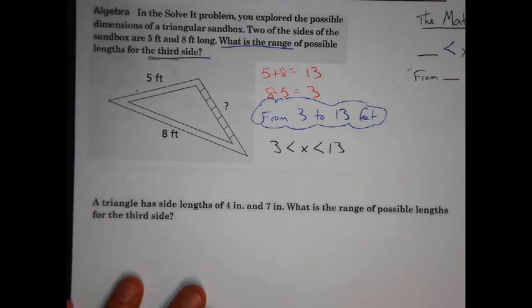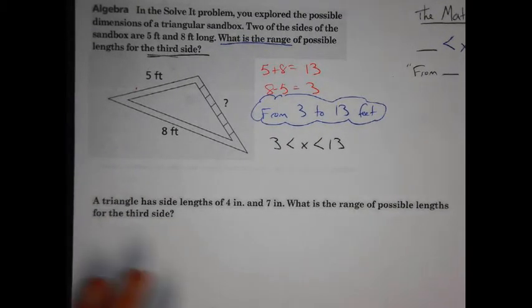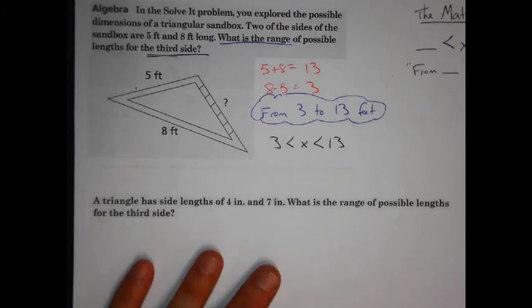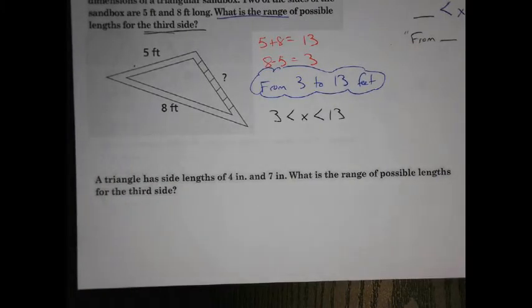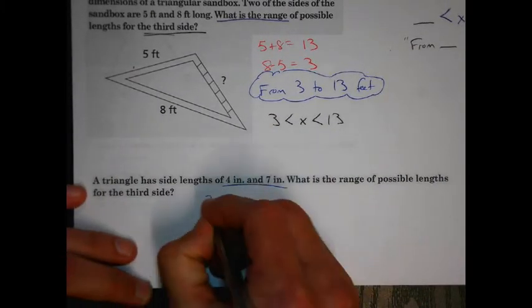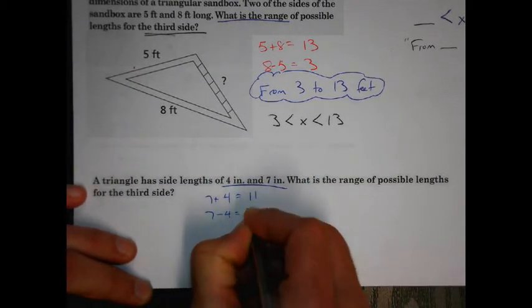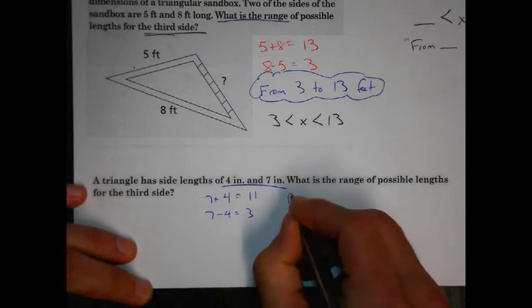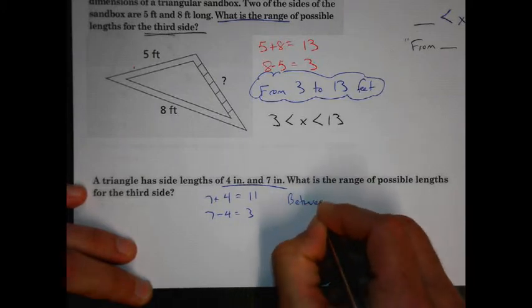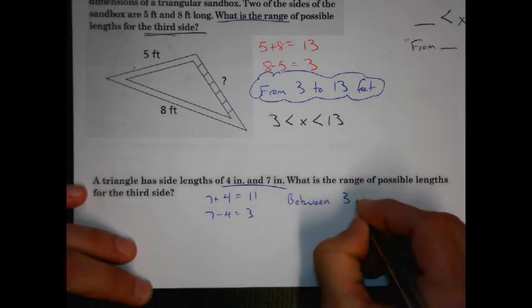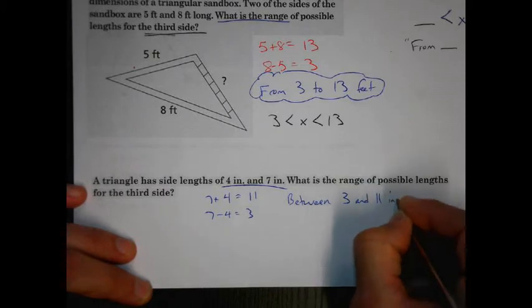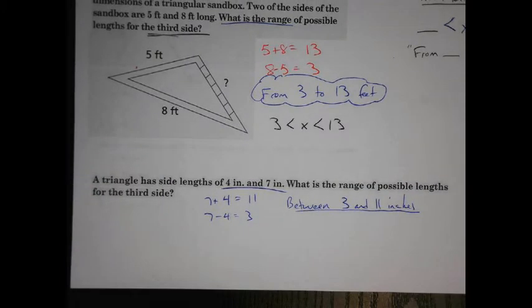So, next question. Triangle has side lengths of 4 and 7. What is the range of possibilities of the third side? So here we go again. 4 and 7. 4 plus 7 is 11. 7 minus 4 is 3. So it's between 3 and 11 inches. Okay, between 3 and 11 inches. That's the range of possible lengths of the third side.